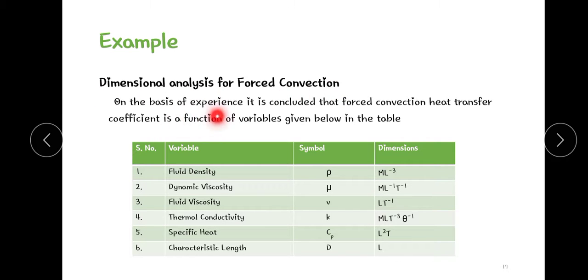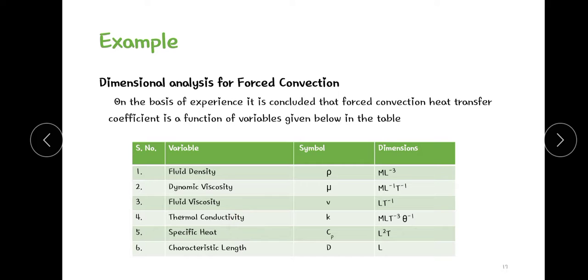On the basis of experience, it is concluded that the forced convection heat transfer coefficient is a function of the variables given below in the table. First is fluid density, its symbol is rho and dimensions are M L minus 3. Second is dynamic viscosity, its symbol is mu and dimensions are M L minus 1 T minus 1. Third is fluid velocity, symbol is V and dimensions are L T minus 1.